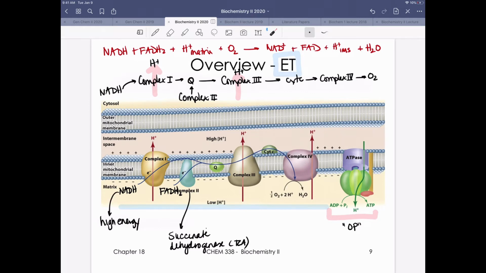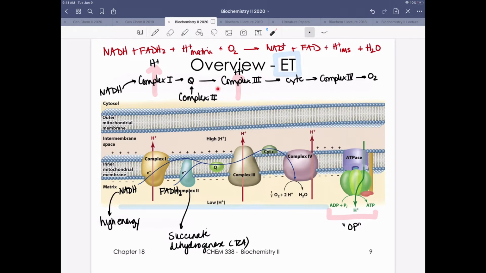Complex 2 also delivers electrons to coenzyme Q, and from this point, it's the same sort of process. Electrons from Q go to complex 3, and this delivery of electrons from Q to complex 3 creates something that we call the Q cycle. We didn't get into the details of how the Q cycle works, but at the end of the day, the Q cycle is what's responsible for generating a proton gradient and translocating protons for complex 3.